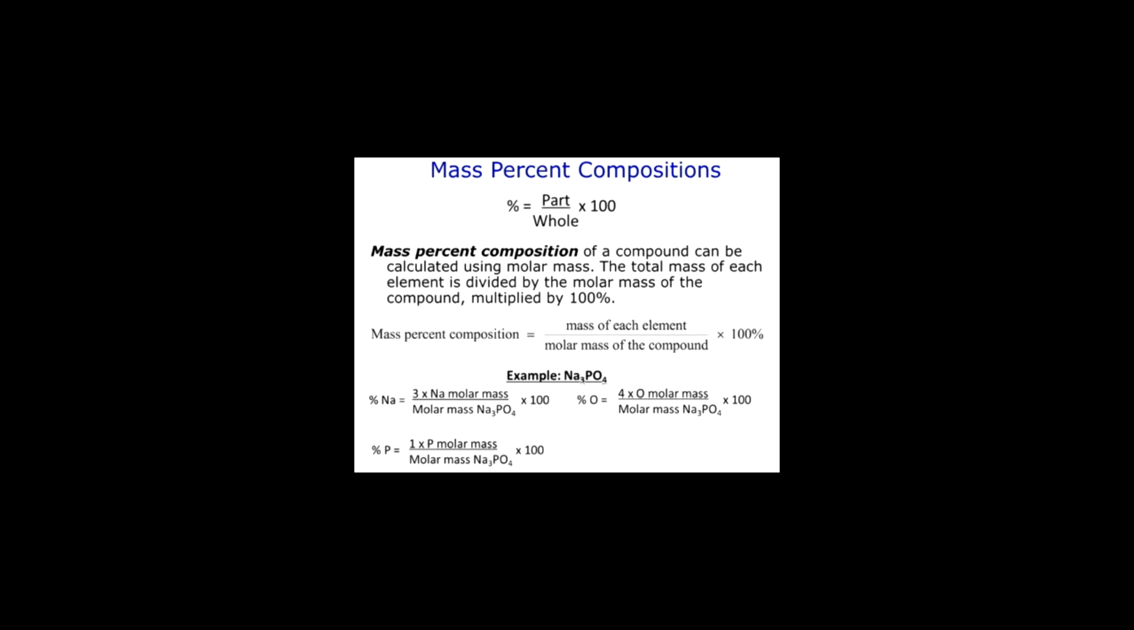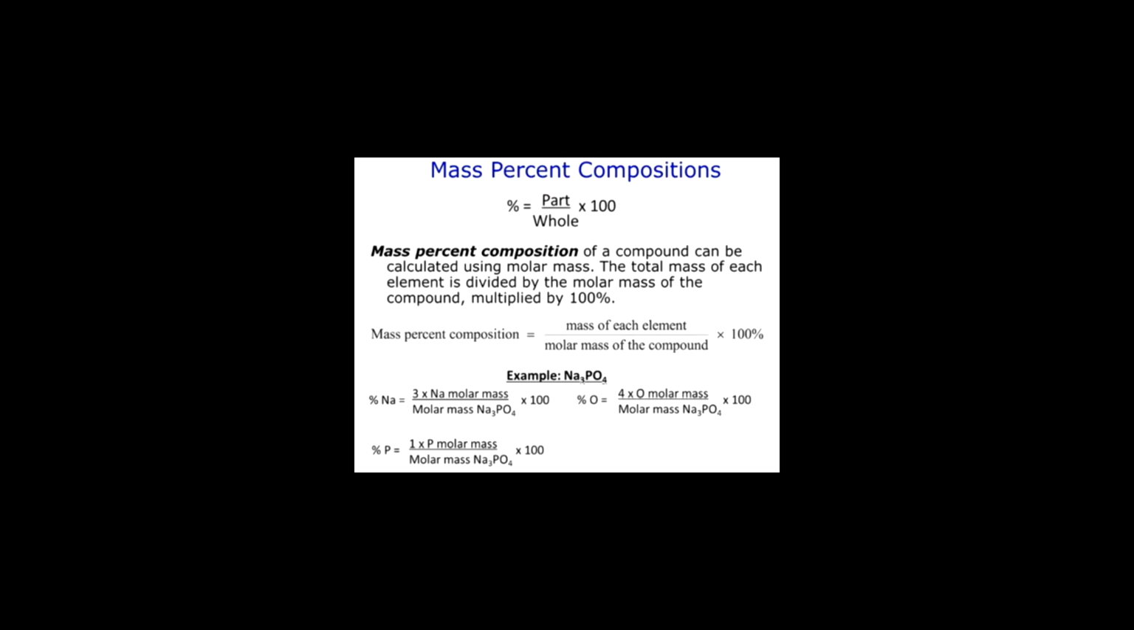Percent composition in chemistry is calculated like any percent composition in math. You take the part, divide it by the whole, times 100, and you have your solution. Mass percent composition of a compound can be calculated using molar mass. The element in question is the part. The molar mass is the whole. So therefore, you'll have mass percent composition equals the mass of each element divided by the molar mass of the compound times 100 according to the formula.